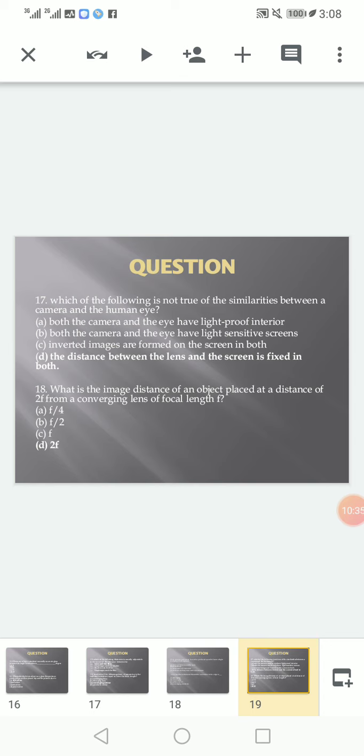What is the image distance of an object placed at a distance of 2f from a converging lens of focal length f? The answer is 2f.